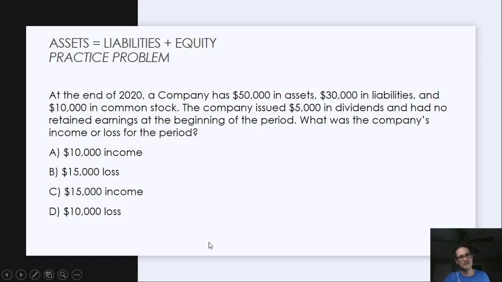So at the end of 2020, a company has $50,000 in assets, $30,000 in liabilities, and $10,000 in common stock. The company issued $5,000 in dividends and had no retained earnings at the beginning of the period. What was the company's income or loss for the period? And then we have an assortment of answers. And always these answers are going to try to trick you, right? There's going to be different ways to calculate each one of these. But all we have to do is go back to the accounting equation.